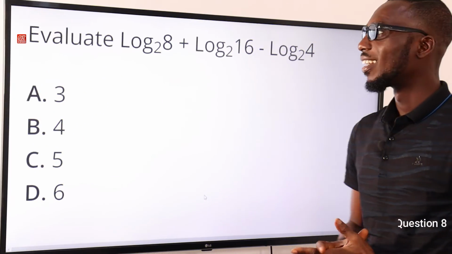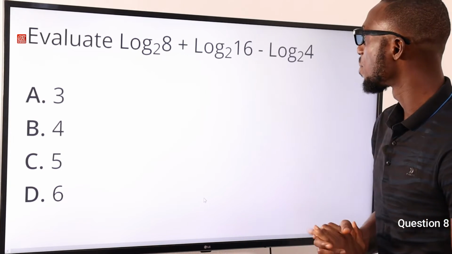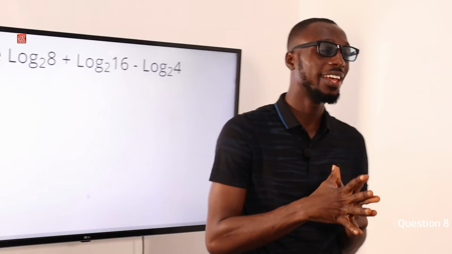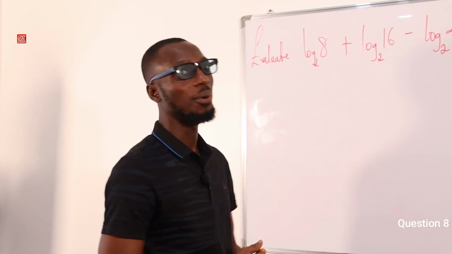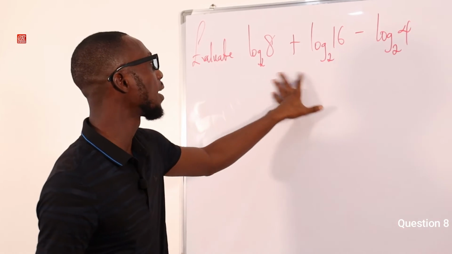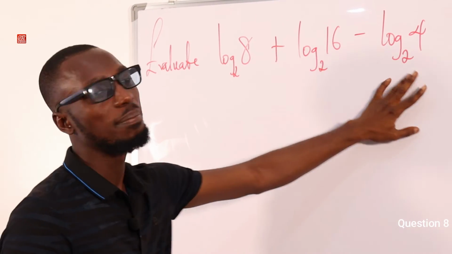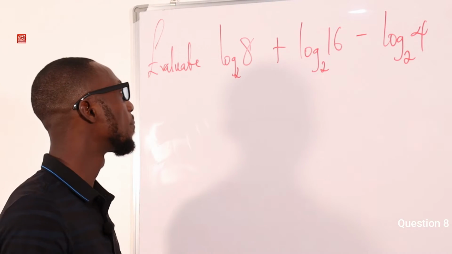Number 8. Evaluate log base 2 of 8 plus log base 2 of 16 minus log base 2 of 4. Okay, so there are different ways which we can use to solve this particular question. I can decide to take a common base of log base 2, then multiply 8 times 16 divided by 4. Okay, or I can decide to use this method I want to employ now.